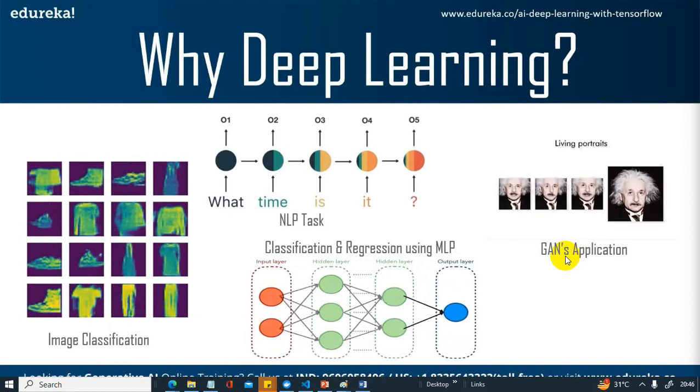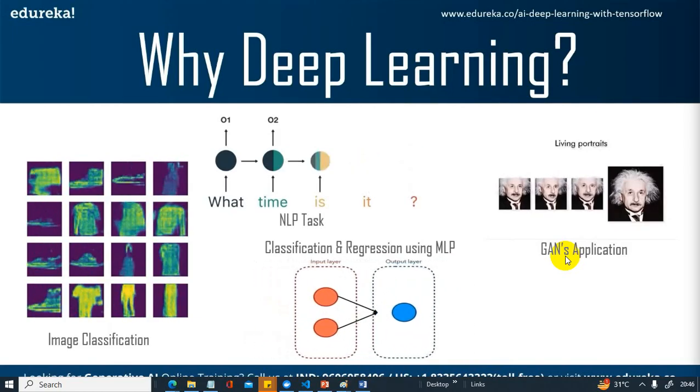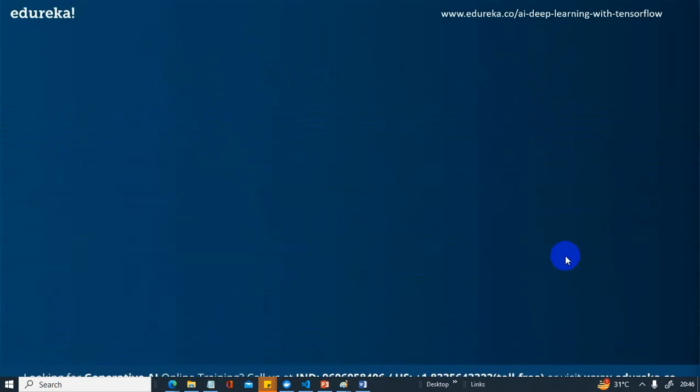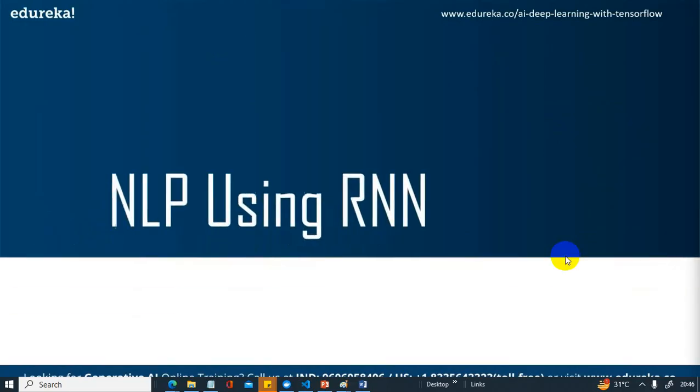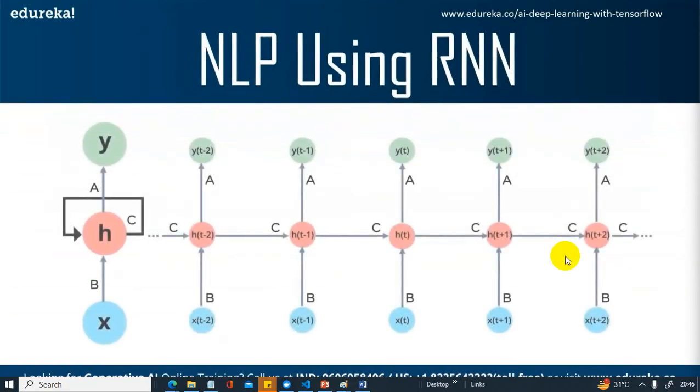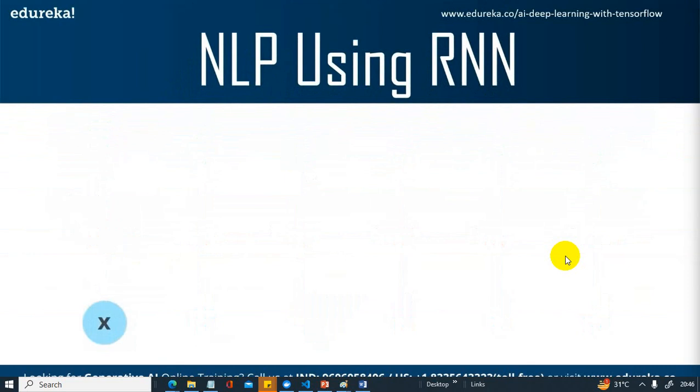Now that we know what exactly deep learning is and why we use it, let's move on to understand how we can process natural language data using RNNs. So what are RNNs? Well, RNN basically stands for recurrent neural network. And we usually use this in order to deal with sequential data. Sequential data can be something like time series data or textual data of any format.